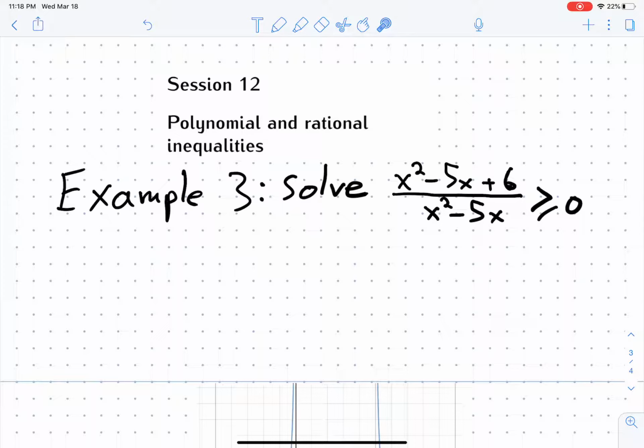It's a rational function, so x squared minus 5x plus 6 over x squared minus 5x. And then that is greater than or equal to 0. So we're trying to figure out what are all the different numbers we could plug in for x that will make this left-hand side, A, give us an answer instead of being undefined, and B, give us an answer that is either bigger than or equal to 0.